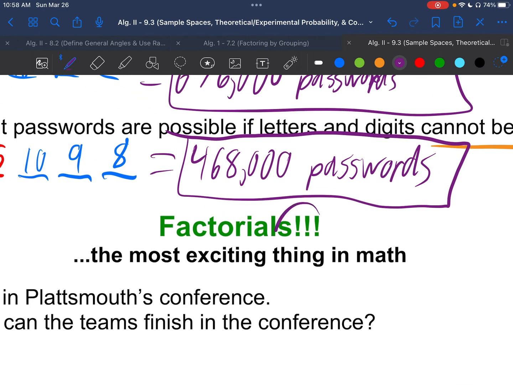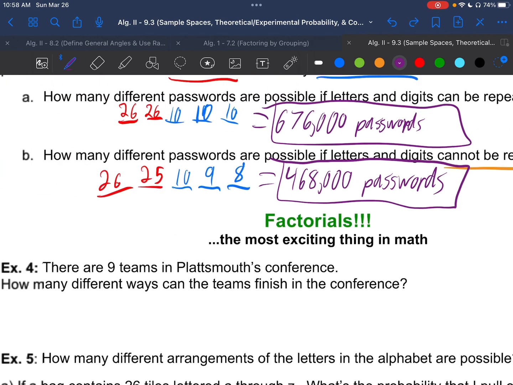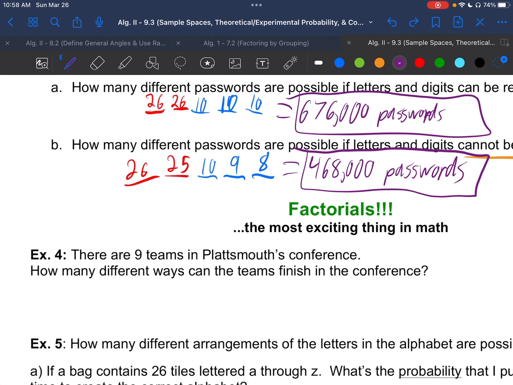Factorials. I'll say it's the most exciting thing about math because factorial means there's an exclamation point. It's how we write it out. Now, there used to be 9 teams in the conference back when these notes were made, but now there's 8 because we're in a new conference. How many different ways can the teams finish in the conference?